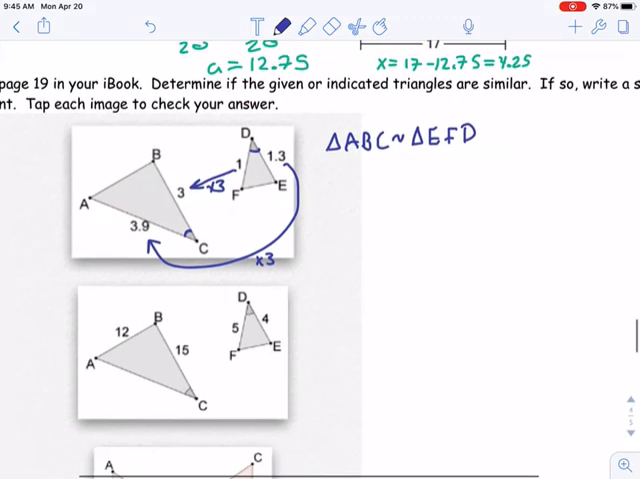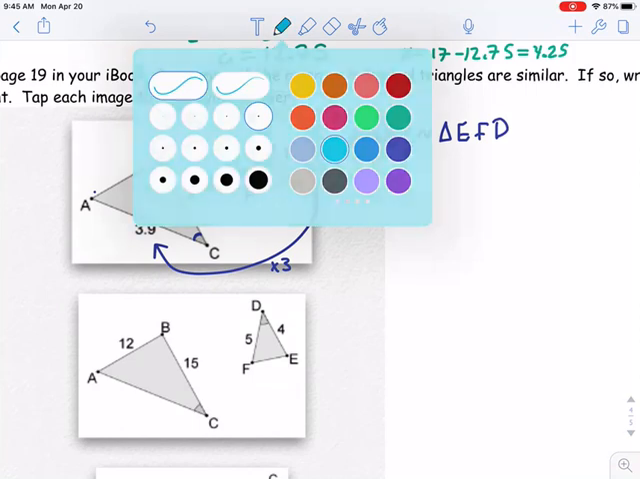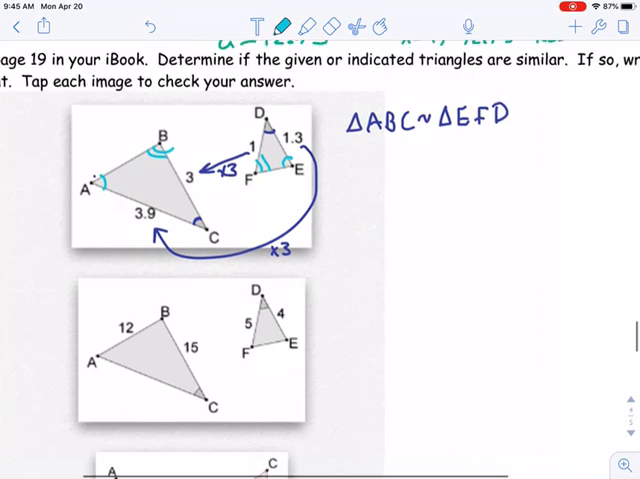EFD. It's a little hard to tell. A corresponds to E. Notice how 3.9 and 1.3, those sides come off of those angles. And then I went to B next, and that was F. And then C and D are the easy ones.